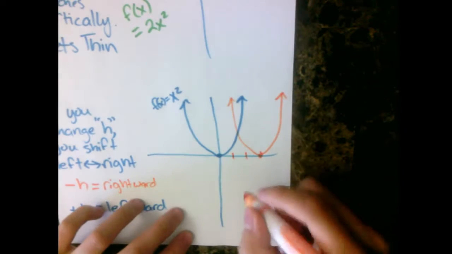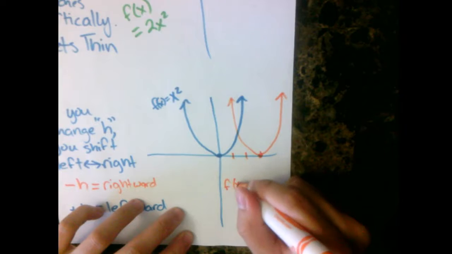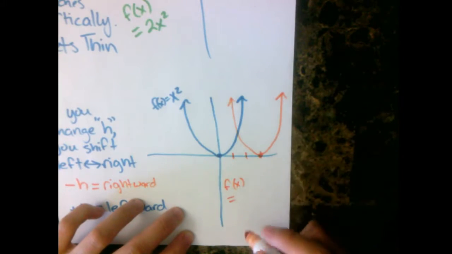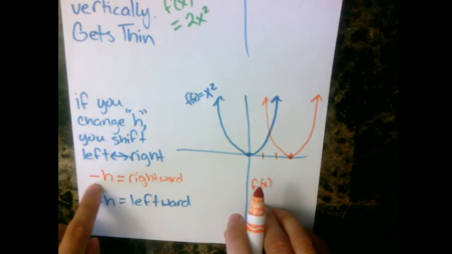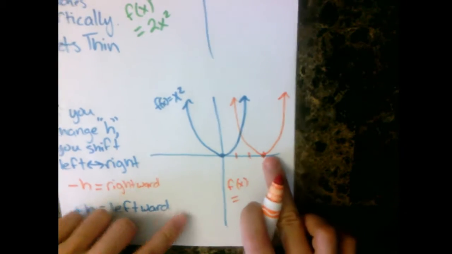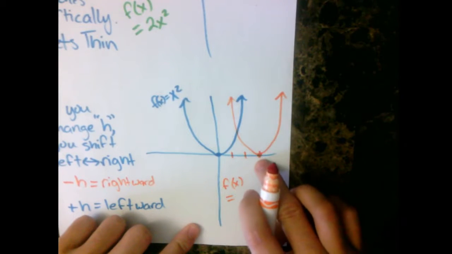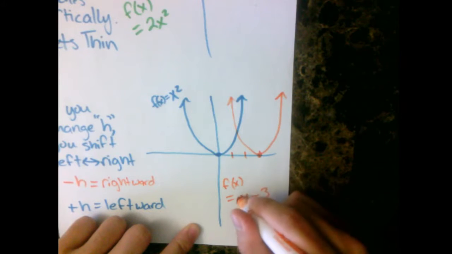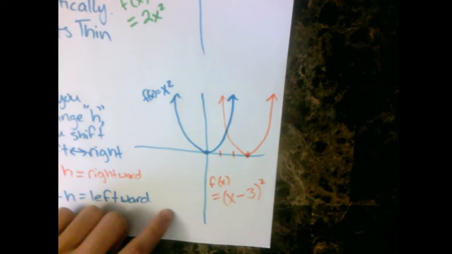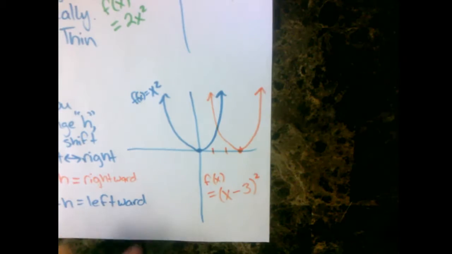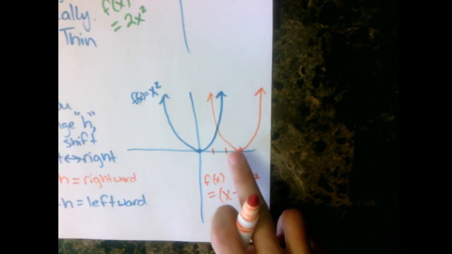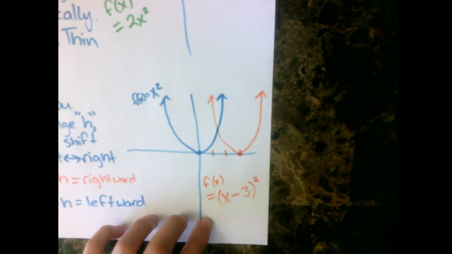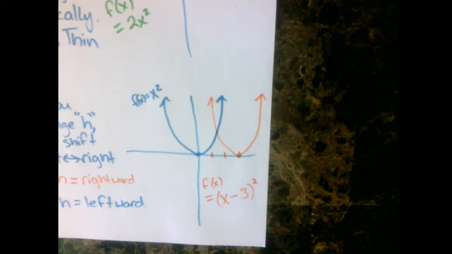And this orange graph is f of x is equal to, and instead of x squared, it's going to have an h value now. And remember, if we go rightward, it's going to have a negative h value. Since we shifted over 3, it must have a negative 3 in the h spot. So this would be x minus 3 squared. Again, it's a negative h, so we shifted to the right however many h's. This was 3 h's, so we move 1, 2, 3 h's over. Okay, so that's how you shift rightward.